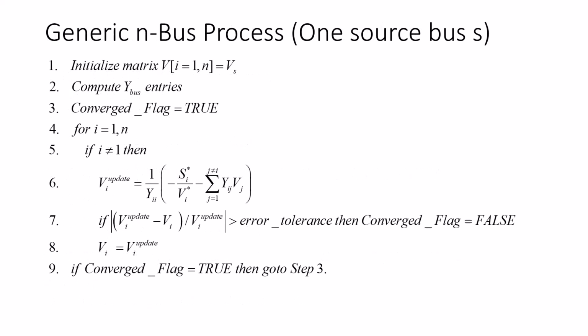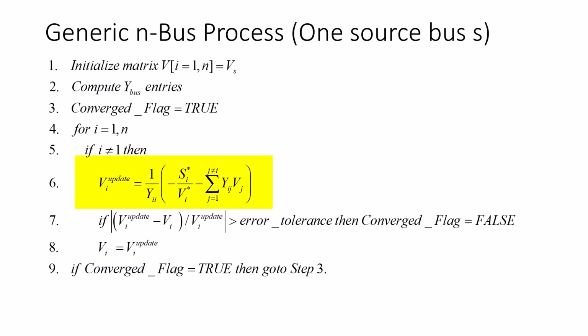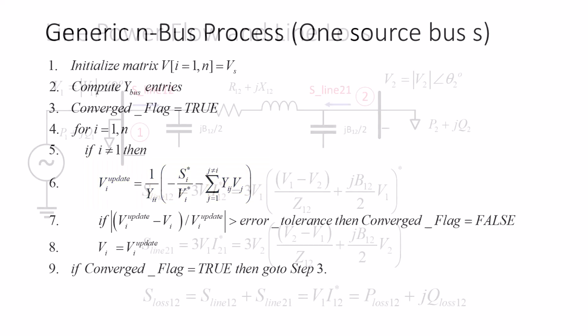This flowchart can then be generalized for a multi-bus system with n buses as shown here. We simply need to set up a loop to iterate over each load bus, which is not the source bus, bus 1 in this case. The voltage update formula makes use of a summation over the appropriate Y times V entries. This is the algorithm which we will want to implement in our Python PowerFlow example.